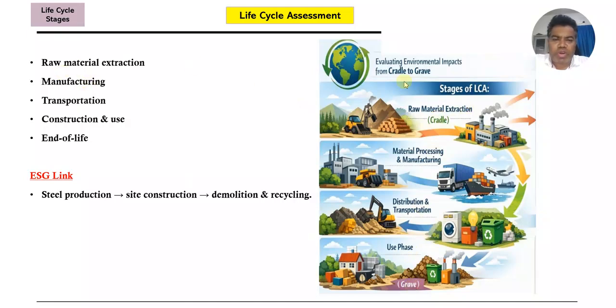For cradle to grave, the material passes through a lot of stages: first of all, raw material extraction, then manufacturing, then transportation, then construction and use, and end of life or disposal. The construction example is steel production, going to site construction, and finally demolition and recycling.